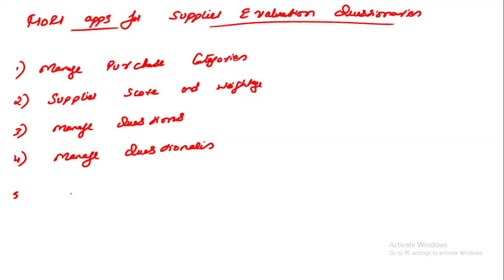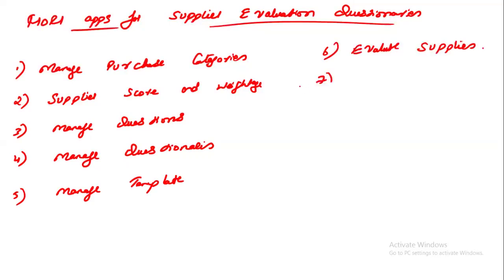Then we have Manage Template. Template is going to decide who is the owner of the questions and who is the evaluator of the questions. Based on the template, the evaluation will go to the specific ID, that is, Evaluate Suppliers. Then in Evaluate Suppliers, you can go and enter all the scores, and that will display in a scorecard. You can also see the scorecard. And if you want to monitor the supplier, you can monitor the response. So these are the apps.